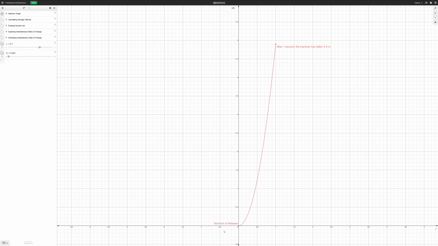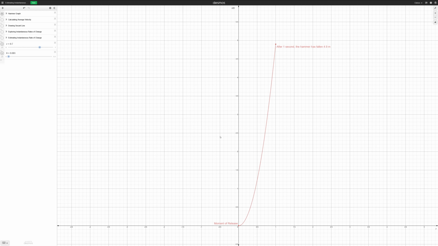So here is the hammer graph. I'm only graphing it on this 1 second interval because the question asks us about the time 0.8 seconds. So we certainly don't need to graph much more than what I have graphed. So let's go ahead and calculate the average velocity for this. Okay, this Desmos exploration that I'm doing right here is a bit more involved than what example 1 asks us.